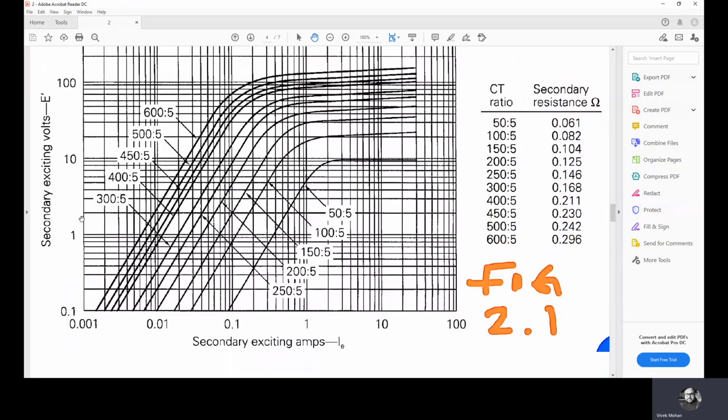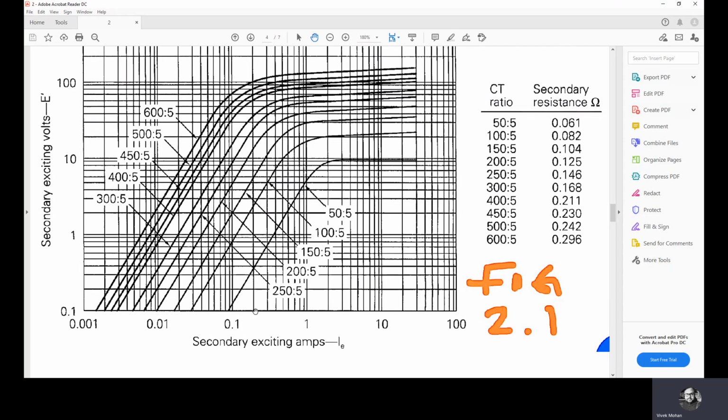See here, this is 2 and this is 3, right? 2, 3, 4, 5, 6, 7, 8, 9, 10. Okay, so this is 2, this is 3. So just below 3 is 2.91, right? Corresponding to this value, we'll take the excitation value from the 100:5 plot. This is the 100:5 plot. So this is the point. At this point you take the IE value.